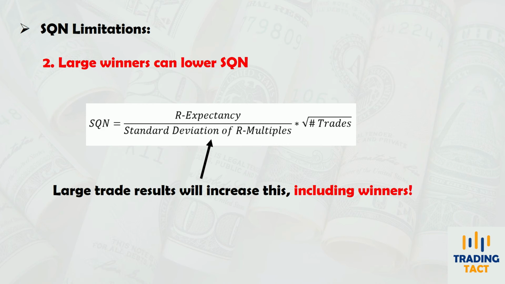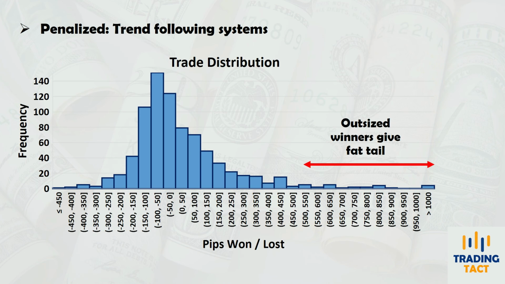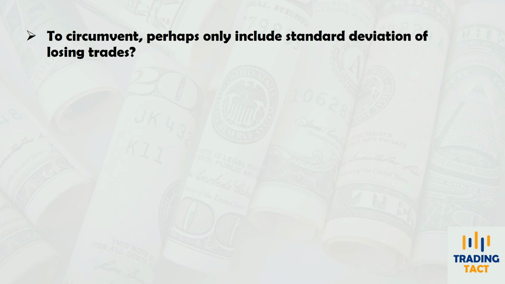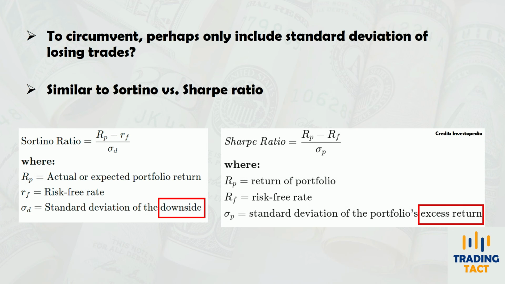A large winner will increase the standard deviation more than it increases R expectancy. This can be problematic if you are evaluating a trend-following system, which usually contains the occasional large winner. These large winners create fat-tail trade distributions, which often make trend following profitable in the long run. I prefer a metric that doesn't penalize upside volatility. To focus on downside volatility, you can amend the SQN formula to only include the standard deviation of losing trades. This is similar to how the Sortino ratio improves upon the Sharpe ratio.